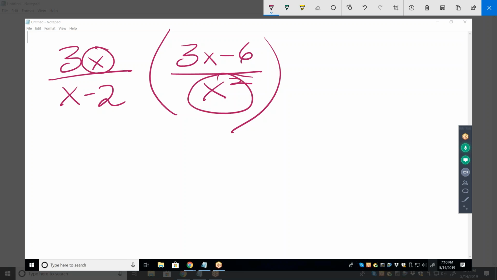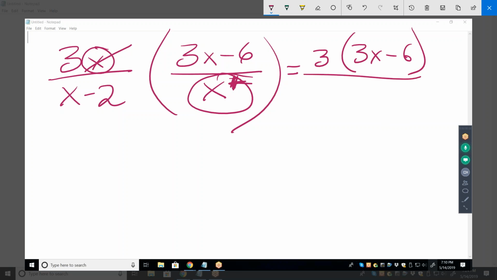I can simplify it. What is x divided by x squared equal to? Okay, what I'm going to do is cancel that out with that exponent, making it a 1. So now I have the following: 3 times 3x minus 6 all over x minus 2 times x. See how I could do that? Now I'm not done.